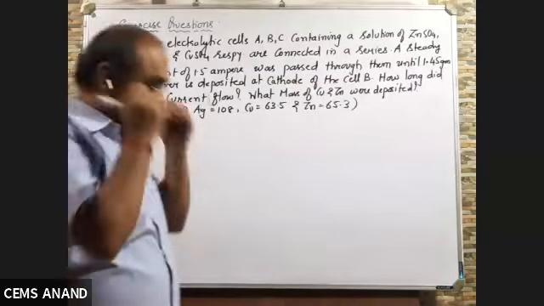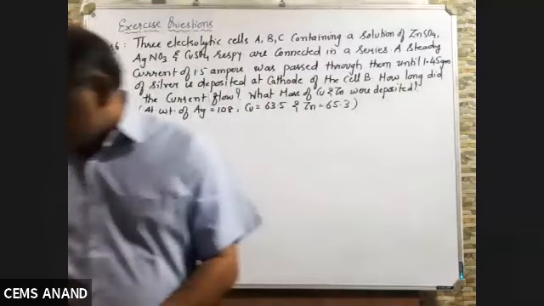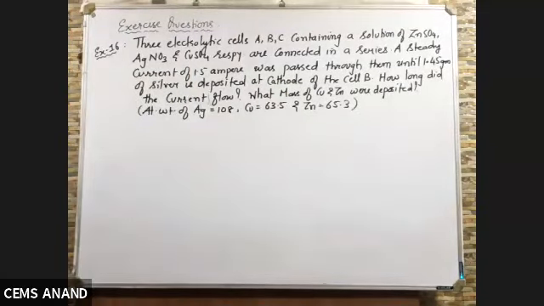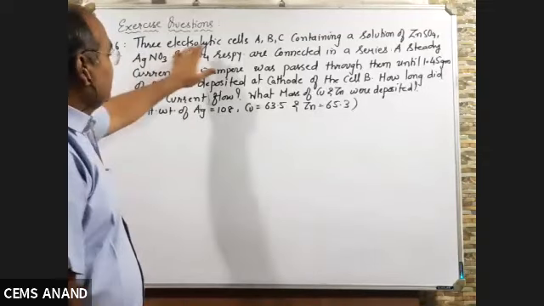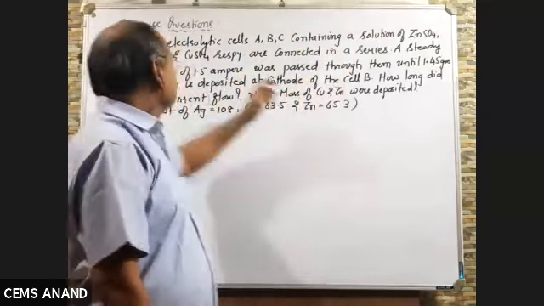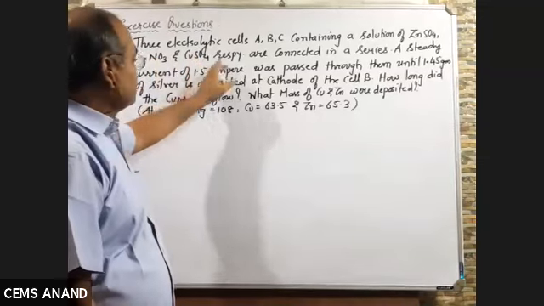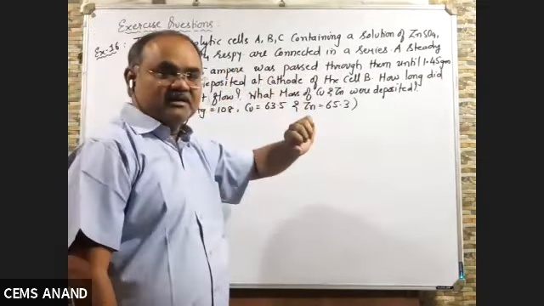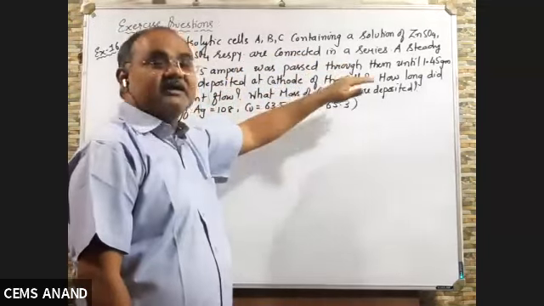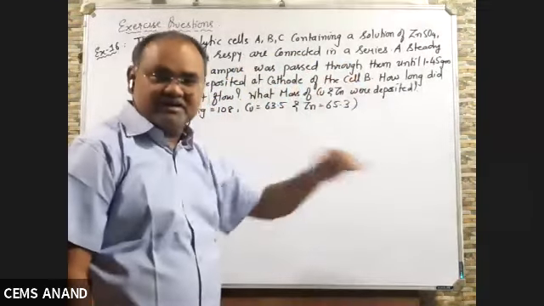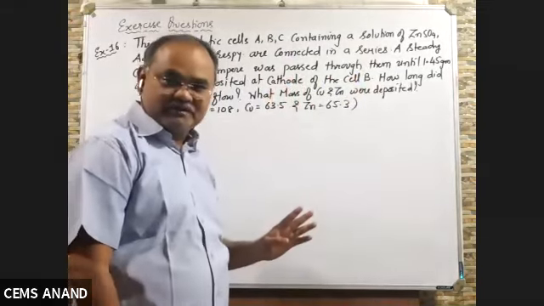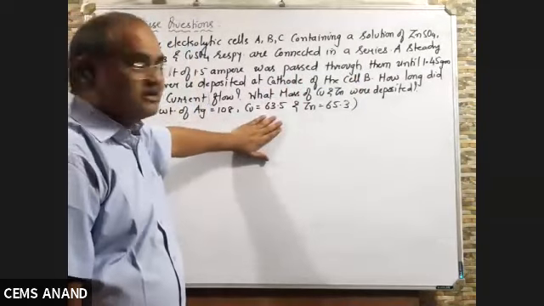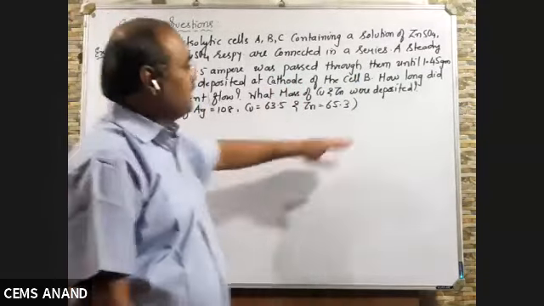Now, try to understand this question first of all. Three electrolytic cells A, B, C containing solutions of zinc sulfate, silver nitrate and copper sulfate respectively are connected in series. Whenever you see the statement connected in series and steady current is passed, the same current is passed, automatically in your mind Faraday's second law of electrolysis will come. So you will try to solve this numerical by Faraday's second law of electrolysis.